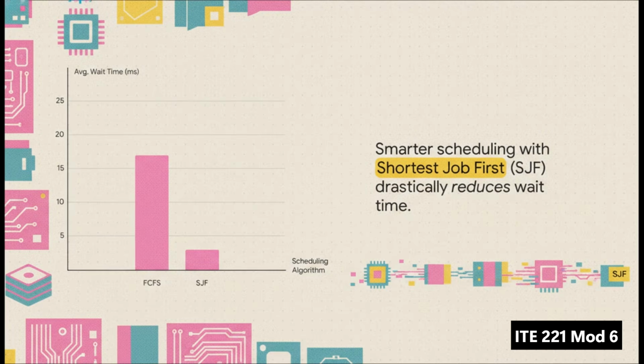But of course, the OS is way smarter than that. By using a method called shortest job first, which basically lets the quickest tasks cut in line, the performance gain is massive. Look at this. The average wait time just plummets from a sluggish 17 milliseconds all the way down to a snappy 3. That is the difference between a system that feels responsive and one that's just frustrating to use.